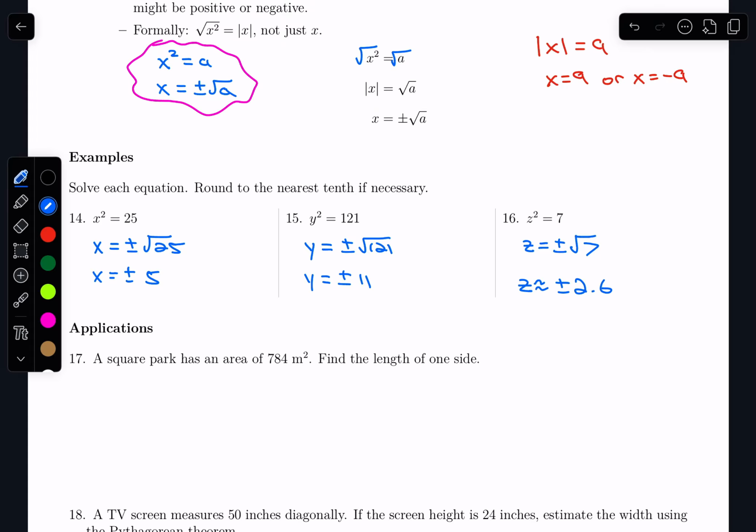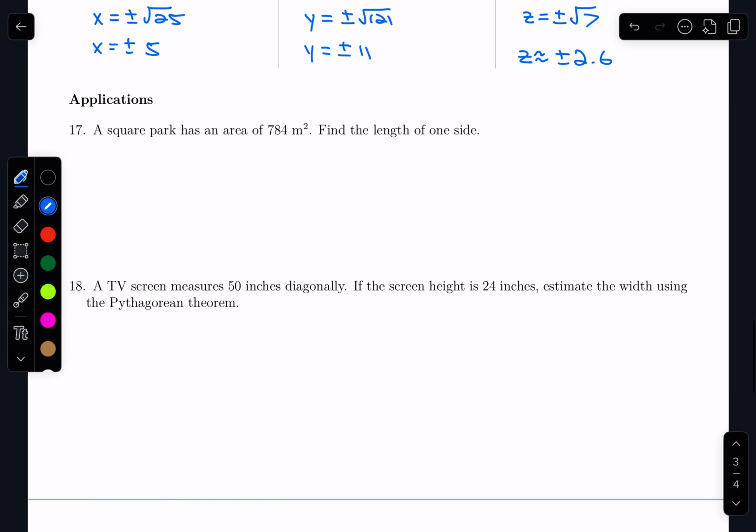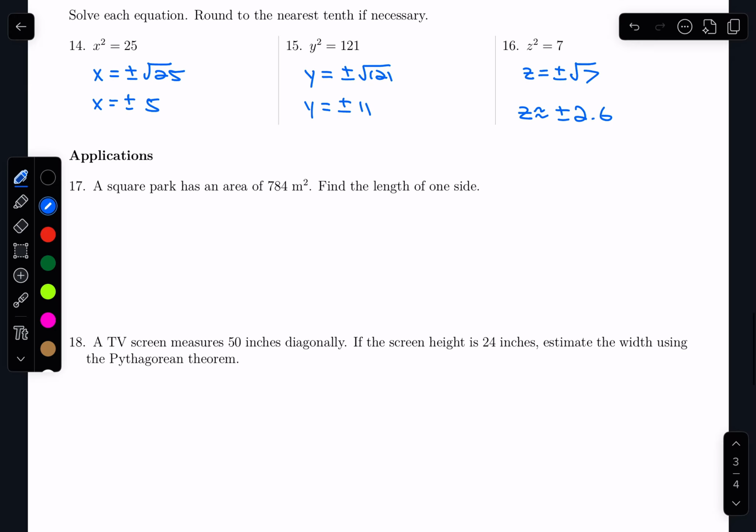Okay, so now why do we care about this? You're probably thinking, I don't do square roots in real life. Well, you could be doing square roots in your real life. So let's take a look at our applications. If we have a square park that has an area of 784 meters squared, and we want to find the length of one side, we can do so by setting up an equation and then using the square root property.